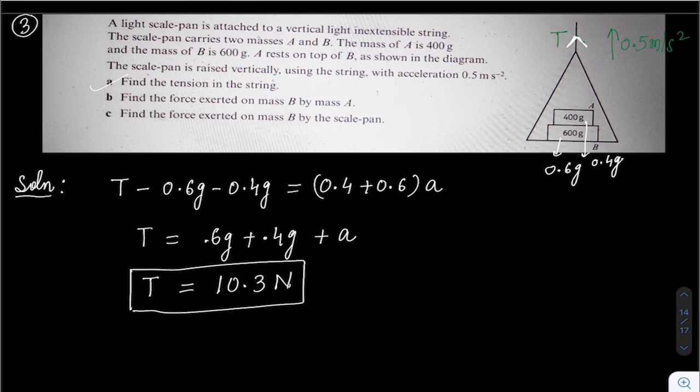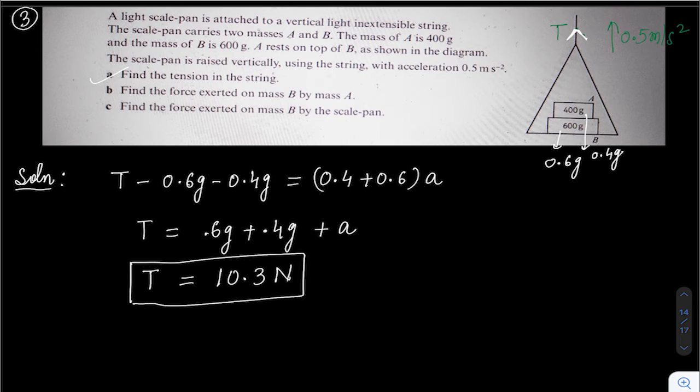Okay, so that's the A part. Next, they are asking, find the force exerted on mass B by mass A. Now this is interesting. We know that mass A is resting on top of B, so obviously mass A is exerting some force on B, right? So we need to find that force.